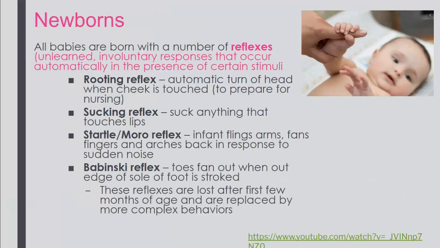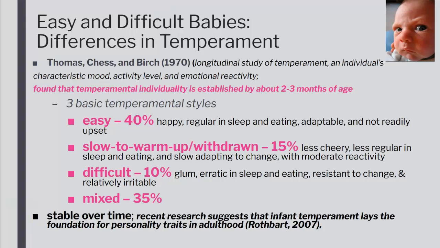We know that babies are born with reflexes, which are unlearned involuntary responses. The rooting reflex, if you touch a baby's cheek, they will turn their mouth towards it. That's to prepare them for nursing. Sucking reflex allows the baby to drink milk, to suck, and to breathe and swallow at the same time. The startle or Moro reflex, if you startle a baby, they'll fling their arms and legs out. And the Babinski reflex, if you touch the bottom of a baby's foot, their toes fan out. And that one's a later indicator of neural developmental issues. And then the grasping reflex, if you touch the palm of their hand, they can grasp on tightly.